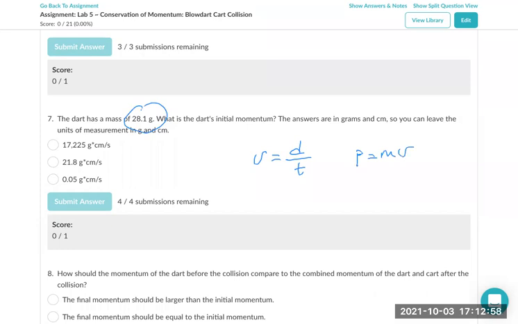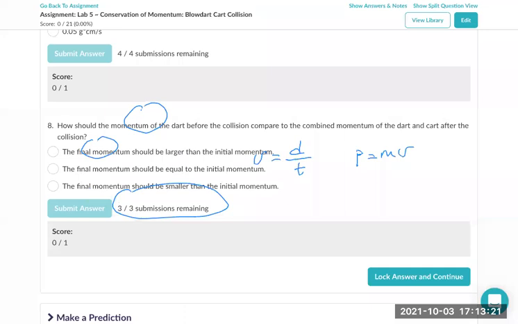And units are gram centimeters per second. That means you don't have to convert anything into kilograms and meters. You can just leave it in terms of that. And be also aware that you have plenty of submissions. If you get it wrong, you can just go back and try again until you get it right. So obviously for submission in this case it's overkill, but you get plenty of submissions.